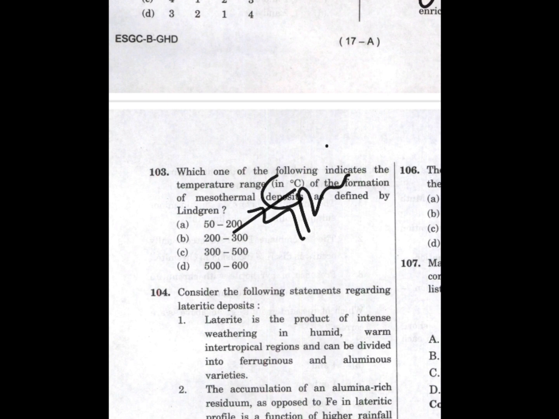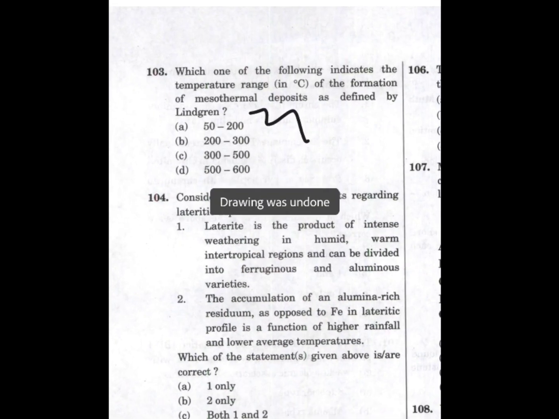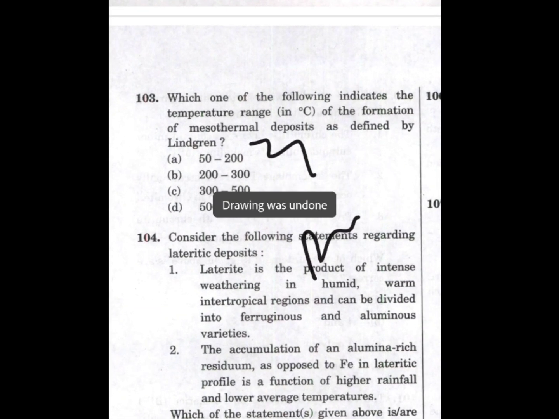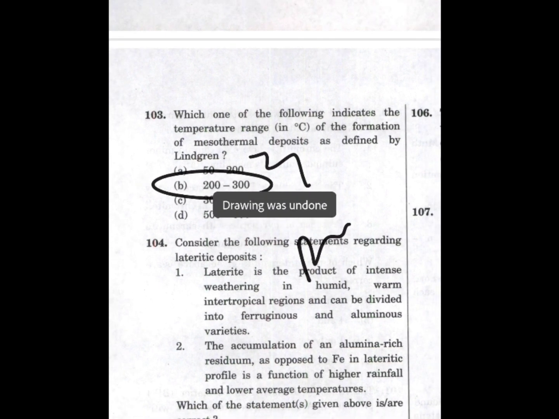Pressure is low, nearly shallow depth. Examples of gold, silver, and mercury. So here is the answer, they are asking about formation of mesothermal deposit. Mesothermal deposits usually form under 200 to 300 degrees Celsius, moderate pressure, intermediate. Example: gold, silver, and base metal.